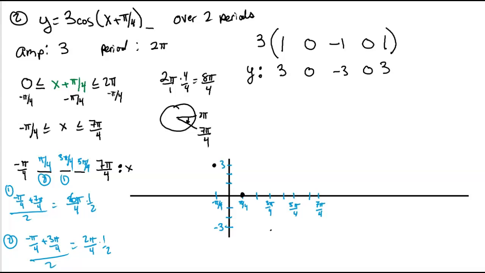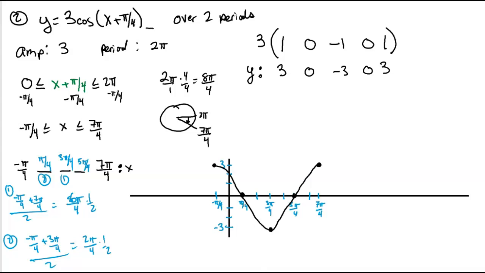3 pi over 4 gives me a -3. And then I start making my way back up. Now, it doesn't matter where you cross your y-axis. We're not really paying attention to the actual y-intercept, so you don't have to worry too much about that. But again, make your graph a nice, smooth curve. There we go. So that is your first period.